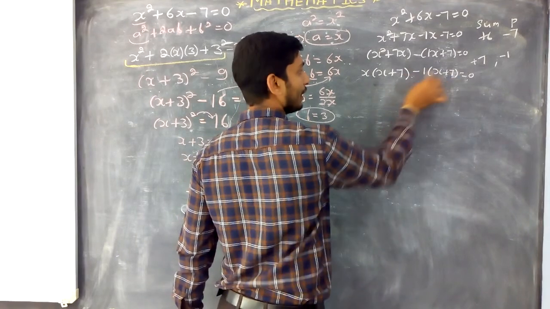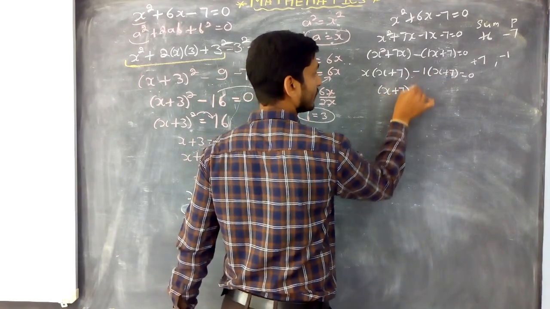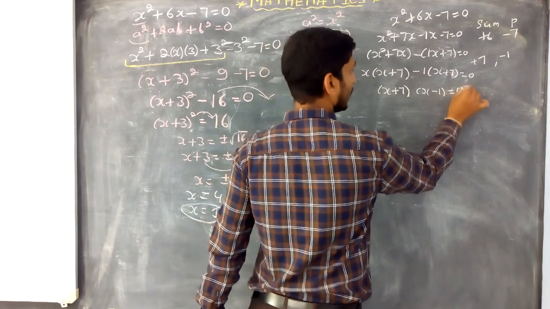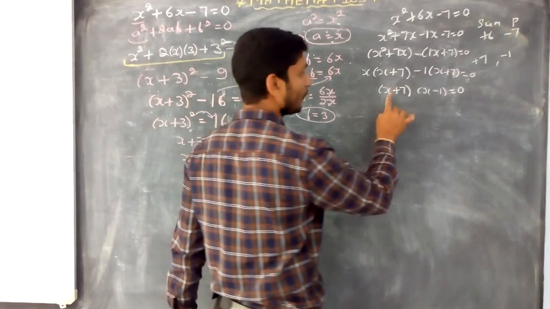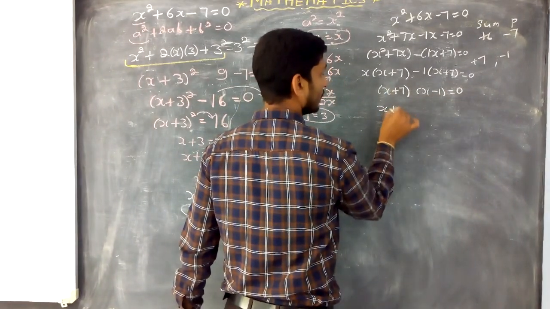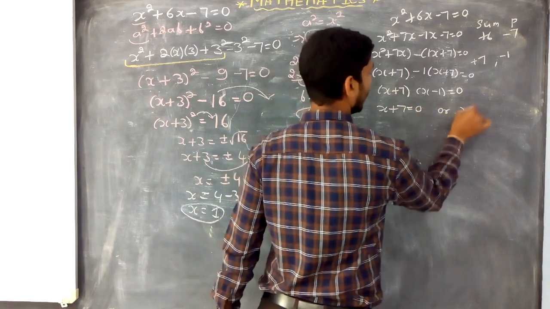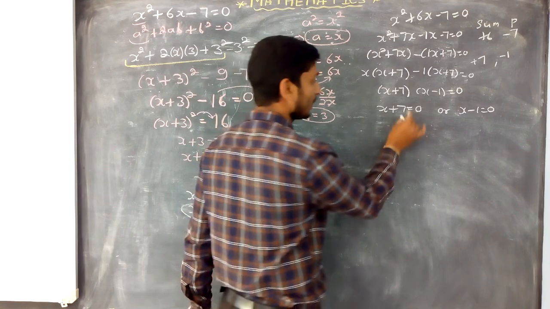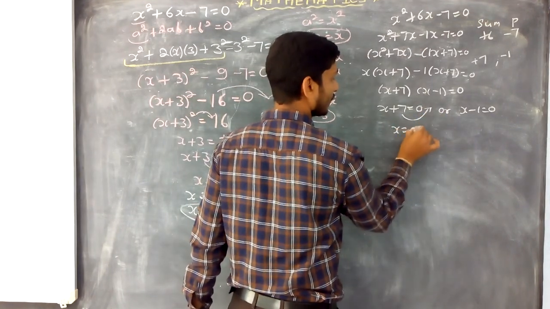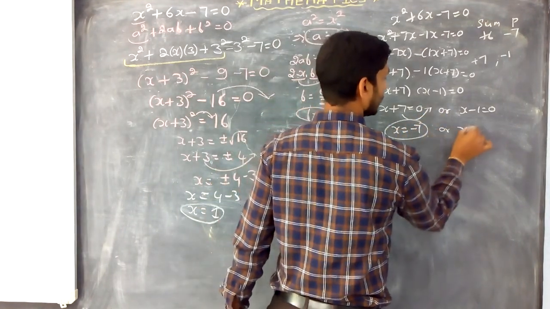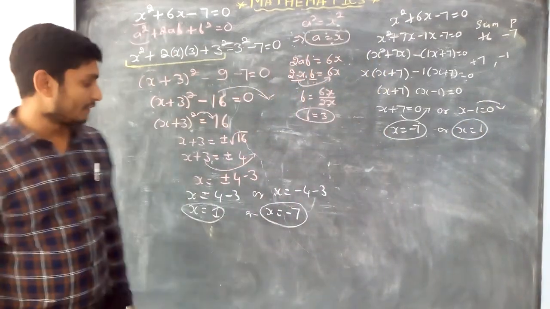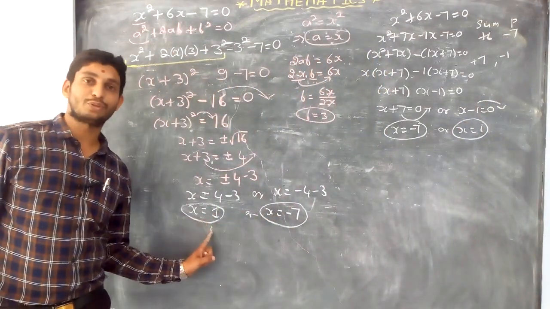x plus 7 is already there. Here x remains, here minus 1 remains, equals 0. It is in the form a into b equals 0. That means x plus 7 equals 0 or x minus 1 equals 0. We need the answer of x. Transfer 7 to the right side. This x is equal to minus 7, or x minus 1 equals 0, so x equals plus 1. See again, minus 7 and plus 1 are the roots.